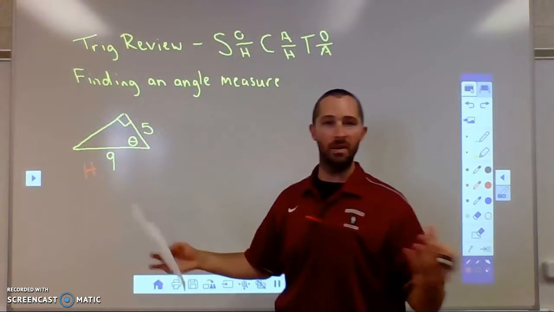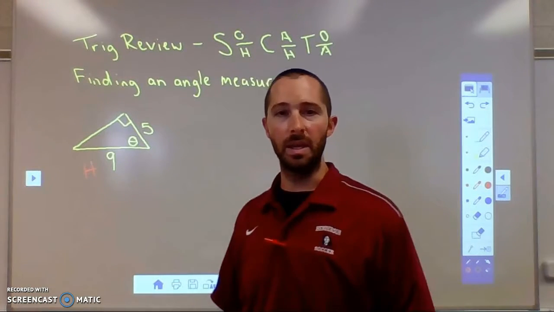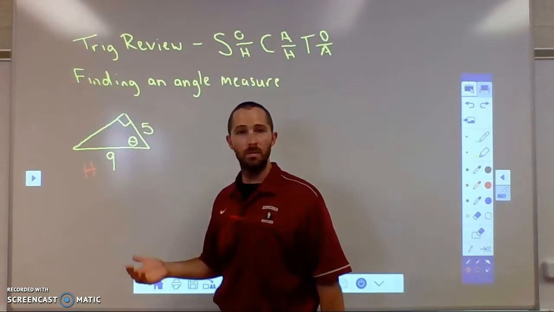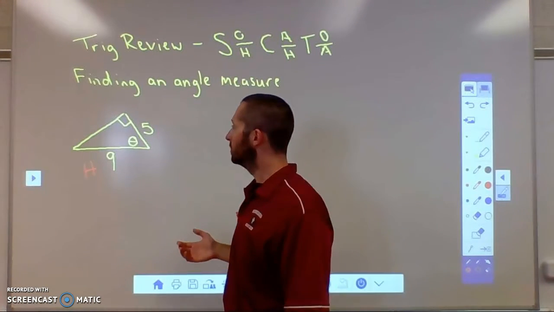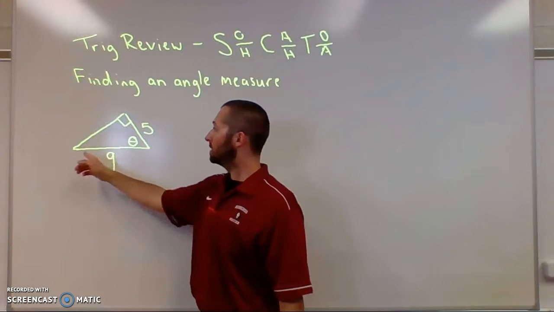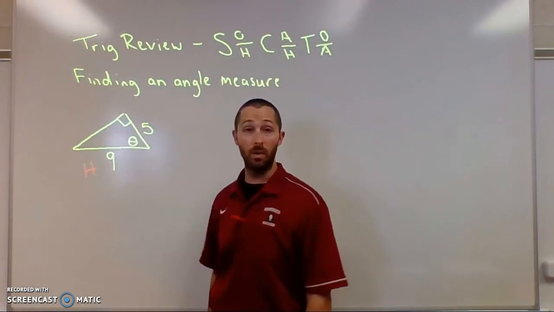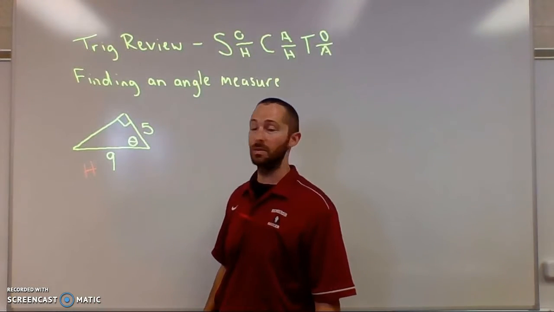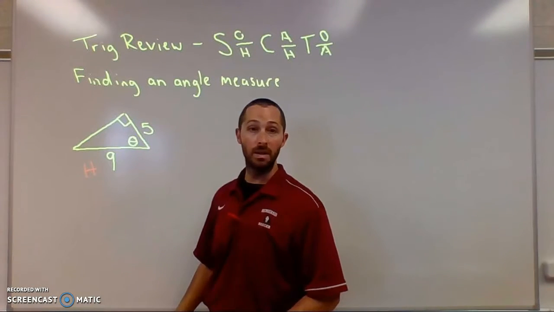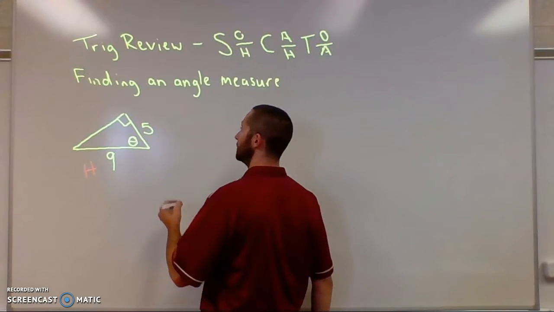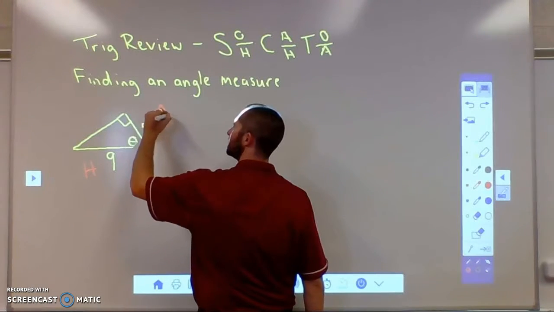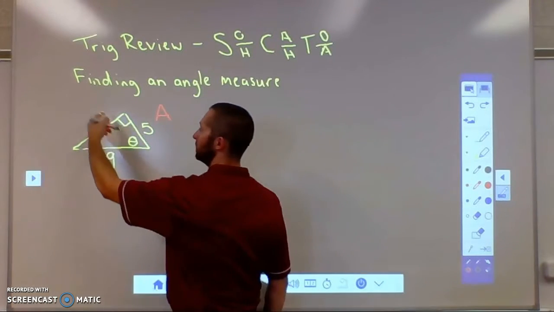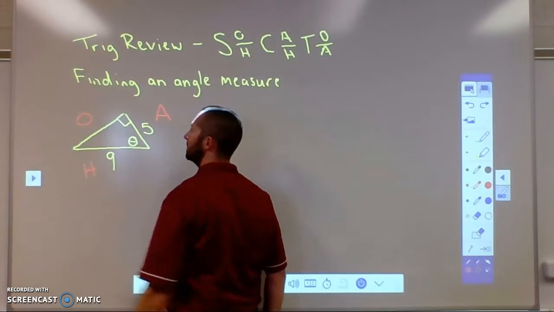Okay. Then where some confusion comes into play is opposite and adjacent. Remember, adjacent means next to. Well, there are only two sides that are next to this angle that we're looking for. One is the 9, which we've already established is the hypotenuse. The other one is the 5, so that must be our adjacent side. Which leaves us with this unknown value, which will be our opposite.